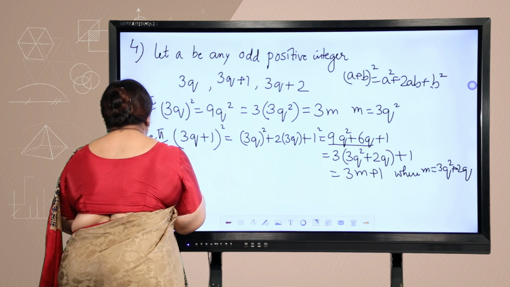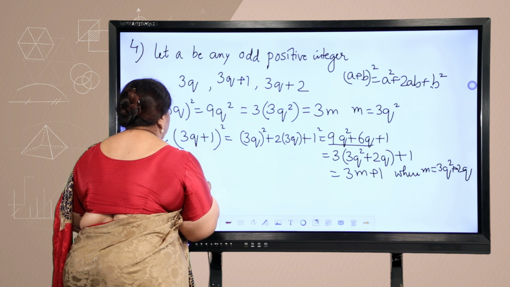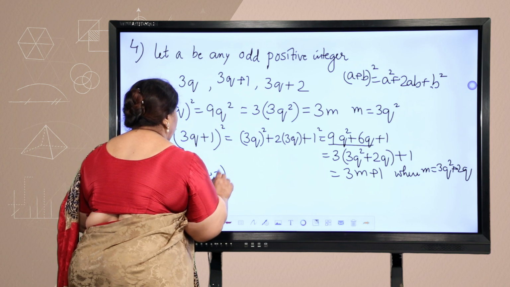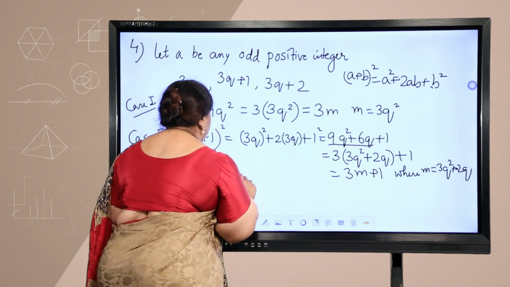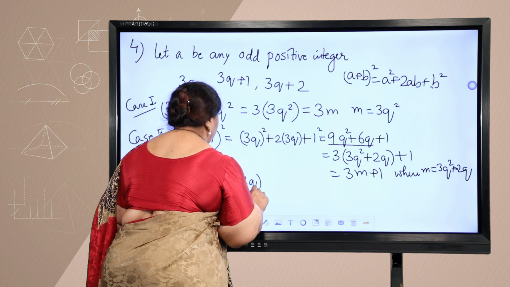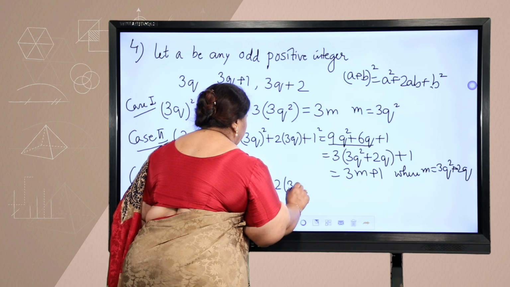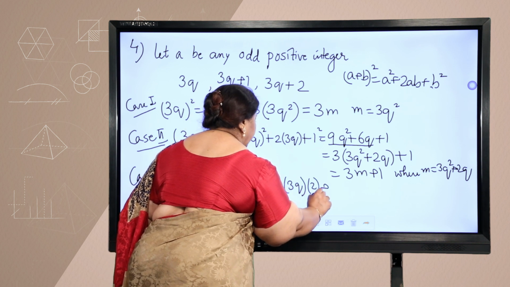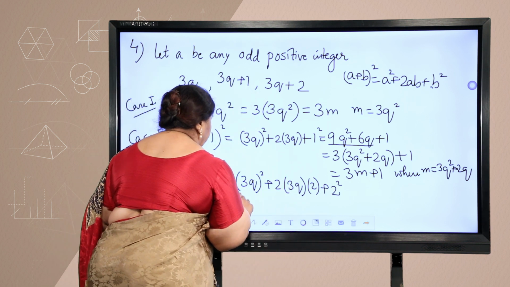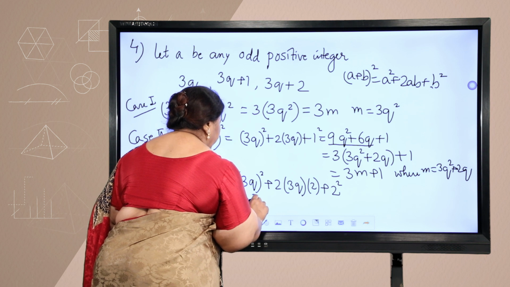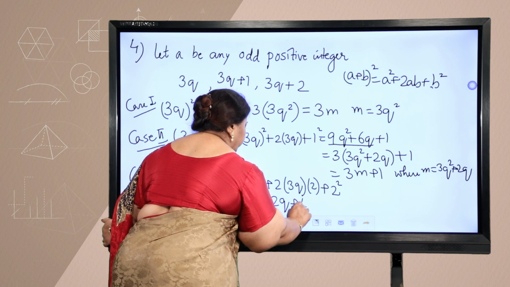Now, third case, I get here (3q plus 2) whole square. Again, using the same identity, (a plus b) whole square, I will have (3q) whole square plus 2ab, 2a into b, plus b square. On simplification, I get 9q square plus 12q plus 4.